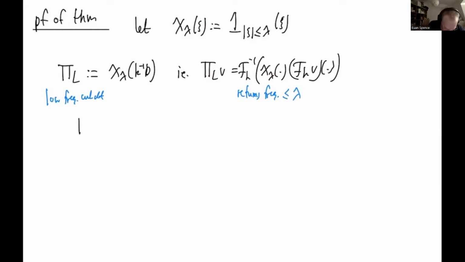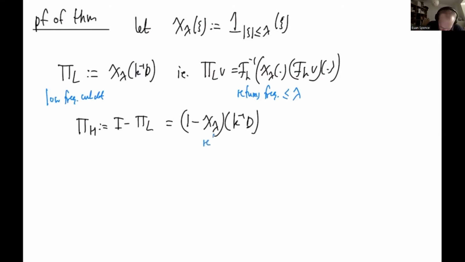And now I'm going to define pi high, or pi H, as just I minus pi L, which is then actually the Fourier multiplier with symbol 1 minus chi sub lambda. And you see, this returns frequencies greater than or equal to lambda.